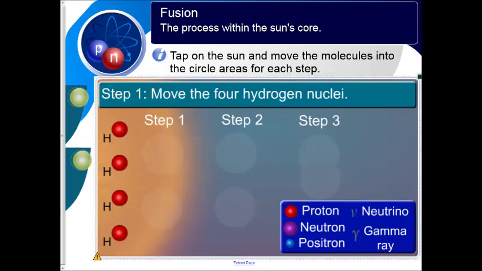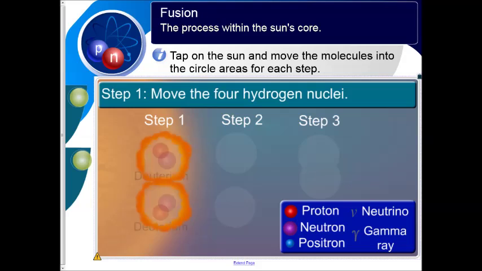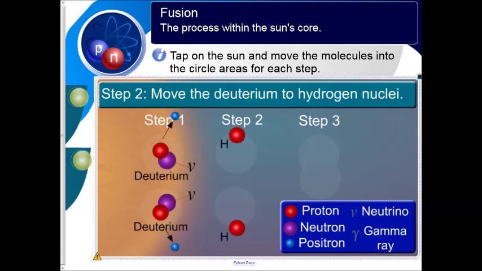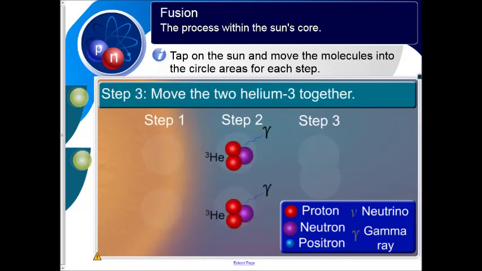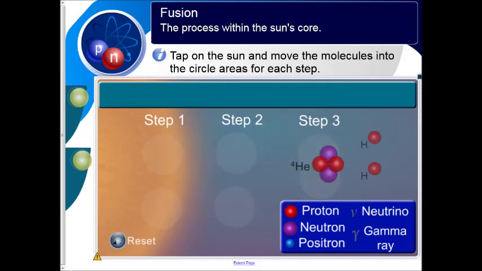Now, for an example of fusion, we have a star here, and we are going to start with our hydrogen atoms. These hydrogens are going to combine. And then we'll bring them over here. They combine again. And they just keep on combining. Each time they fuse, they are releasing a ton of energy. And they create more hydrogen atoms that can fuse again.